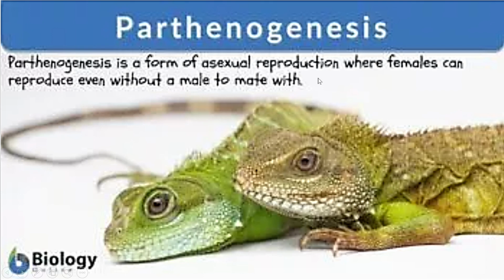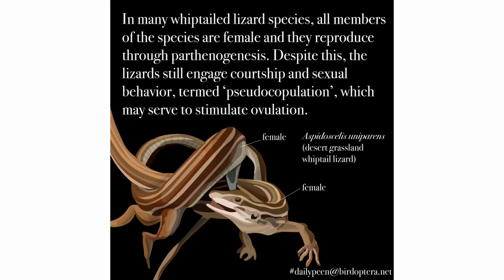Parthenogenesis, again, is where females can reproduce even without the presence of a male to mate with. We have an example here, which is Aspidoscelis uniparens. So this would be indeed one parent only. This is an example of a vertebrate that undergoes parthenogenesis. No presence of sperm is needed to produce the next generation.